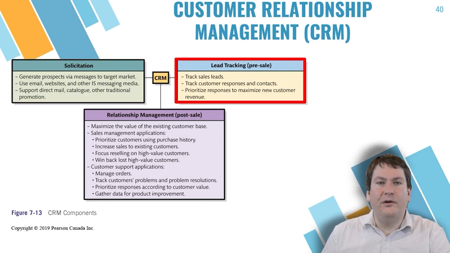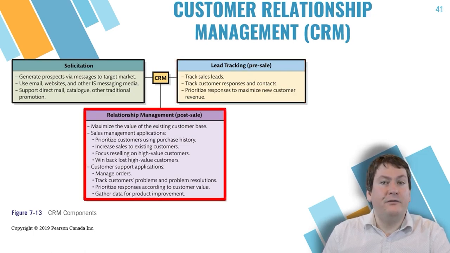Lead tracing components track sales leads and record information about contacts our sales team has had with potential customers. They help sales target their efforts at potential customers that are most likely to produce a sale in the future. Both solicitation and lead tracking tend to be pre-sale activities that happen before a customer has been acquired.